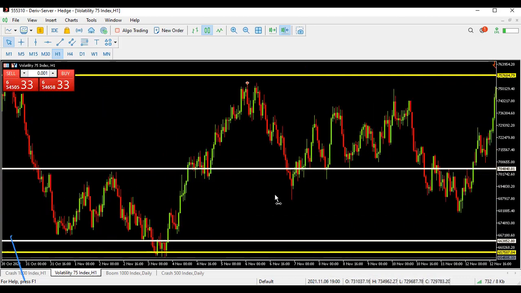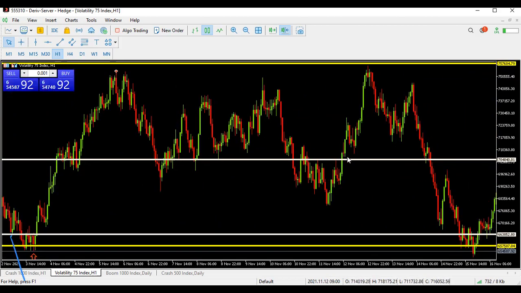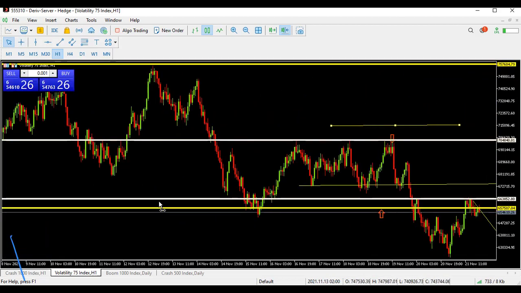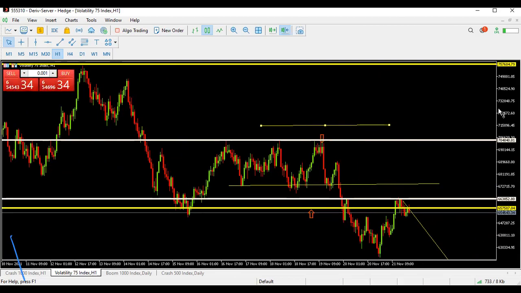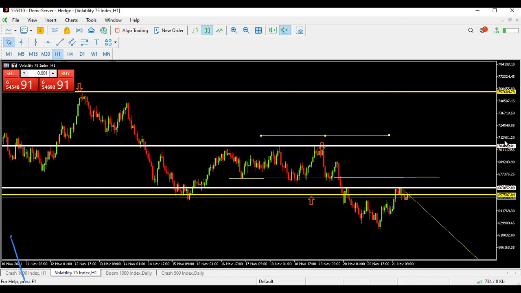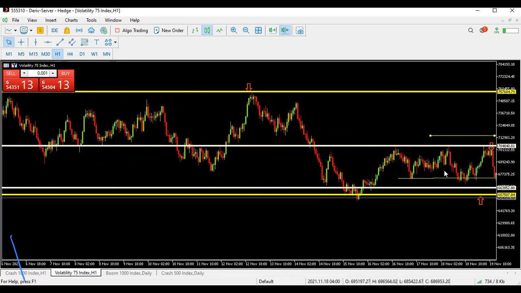Resistance. Support. Resistance. Resistance. Resistance. You see how strong it is? So these zones are very, very critical. Now price is reacting.